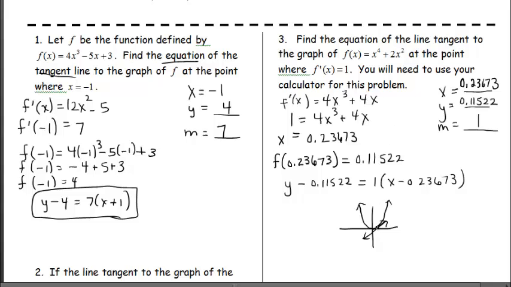The location of the point where the slope of the graph is equal to 1. Okay, so that concludes tangent line.